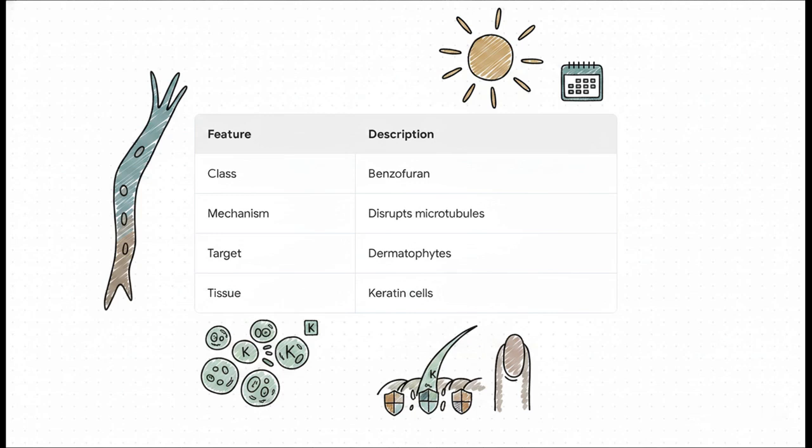But here's the coolest part. When given systemically, it actually accumulates in the keratin precursor cells. That means as new skin, hair, or nails grow in, they're literally built with the drug inside them, blocking the fungus. That's exactly why you have to keep dosing dogs, cats, or horses for weeks or even months until all that old, infected tissue is completely shed off.